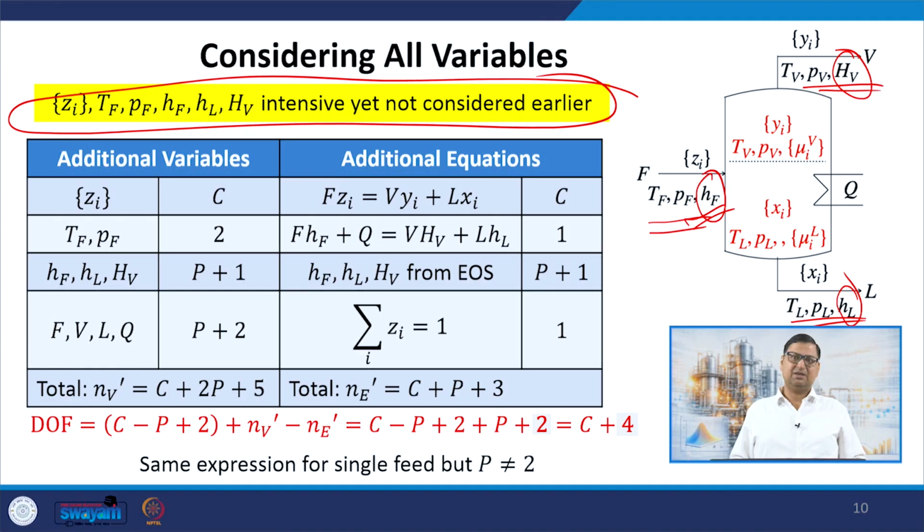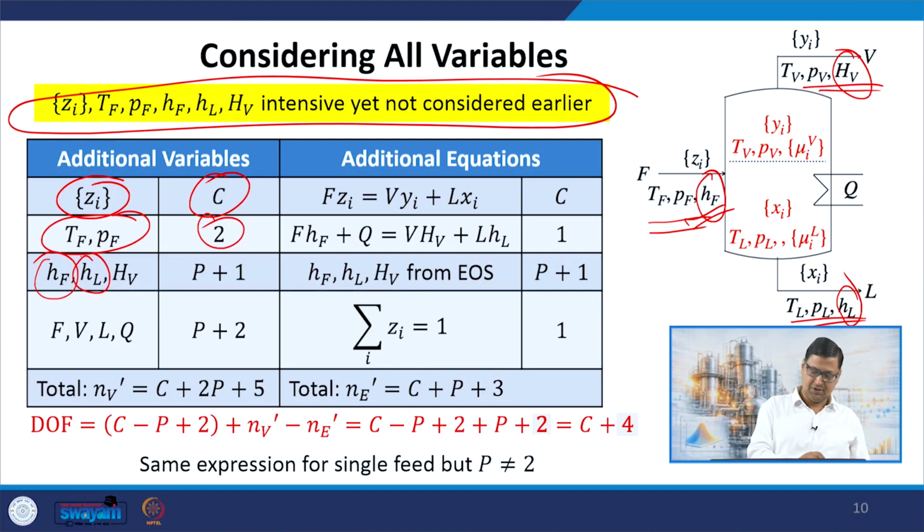So, what are the additional variables? The additional variables now are the overall mole fraction of all the components entering in the feed. So, we have C such variables. The temperature and pressure of the feed. So, we have 2 such variables. The enthalpy per unit mole of the feed that is coming in, and the enthalpy per unit mole of the liquid that is going out and the enthalpy per unit mole of the vapor that is going out. I can also define in terms of per unit mass, but I am defining as per unit mole.